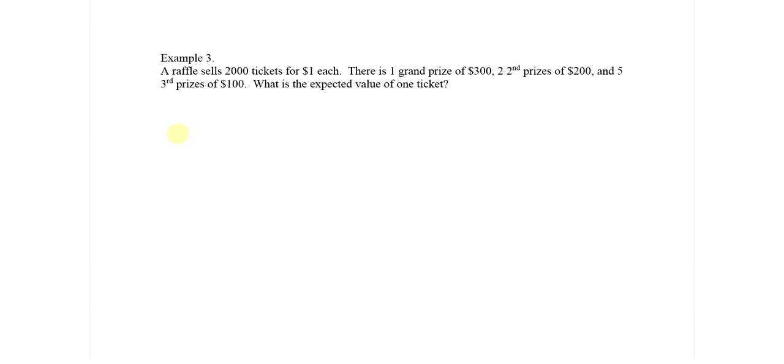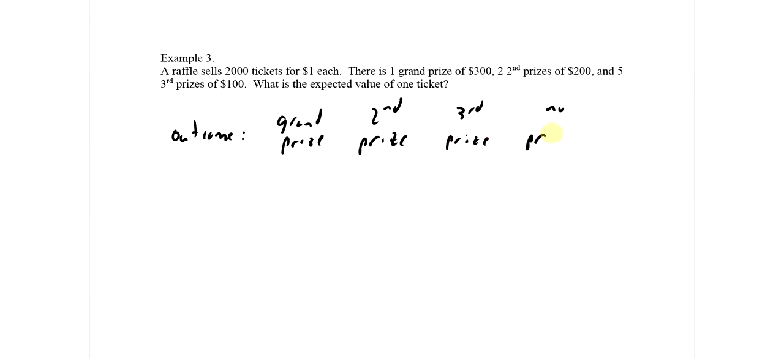Well, again, start with your outcome. What can you get from this raffle? You could win the grand prize. You could win a second prize. You could win a third prize. Or, of course, you could win no prize at all. How much do you get? Well, if you get no prize at all, you lose $1, right? You buy a ticket for $1, you lose $1.